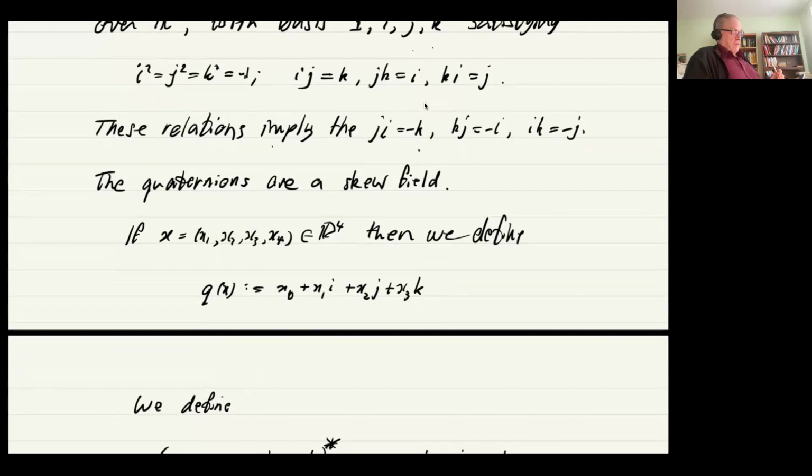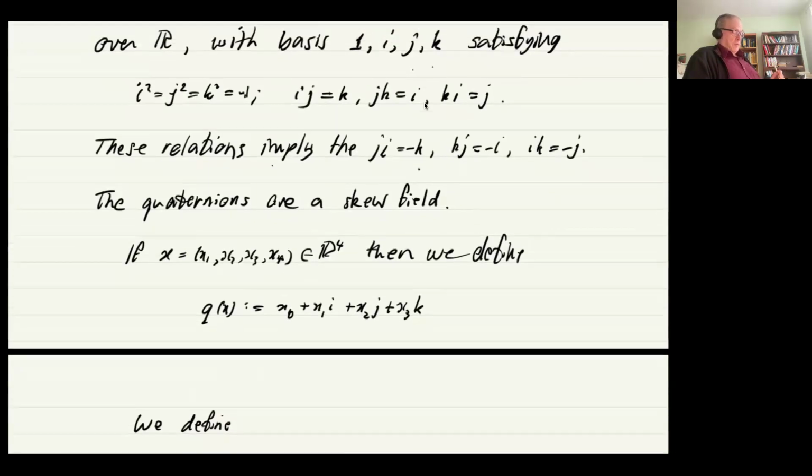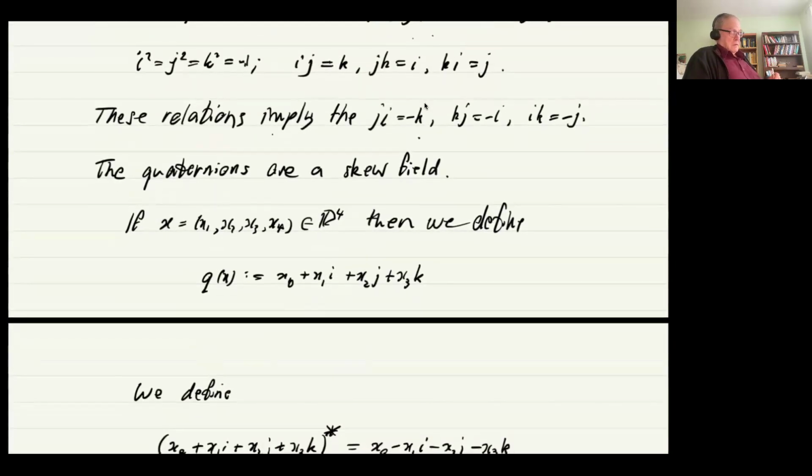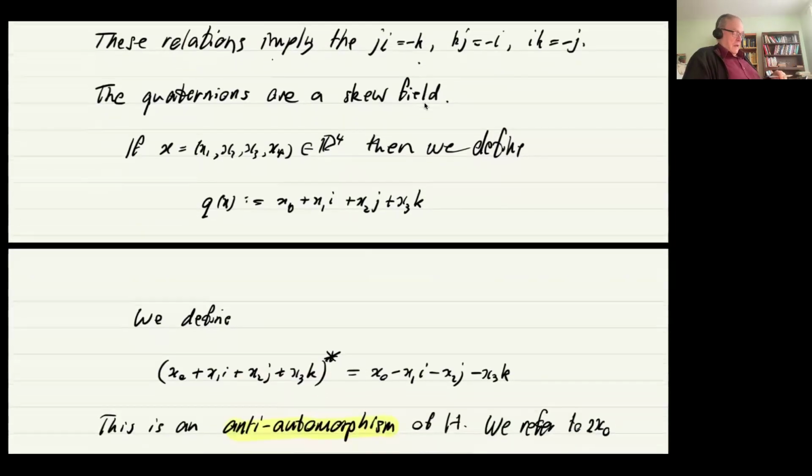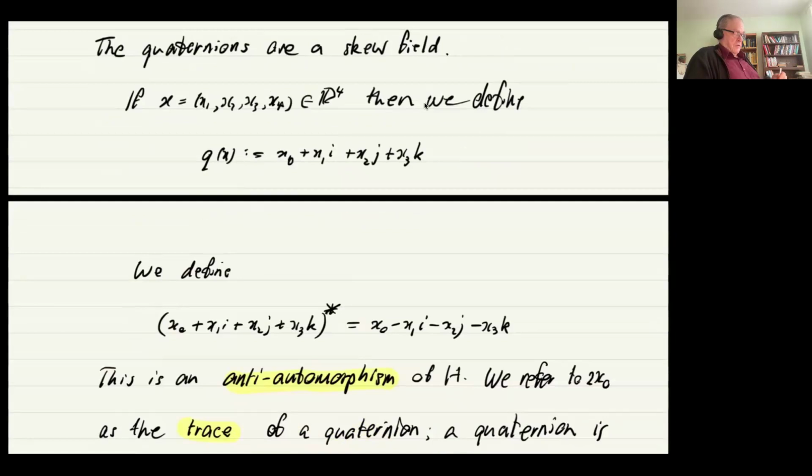So if I have a vector x in R^4, then I can define a quaternion in the obvious fashion. So we can define a quaternion. Okay, so now that gives us a bijection from R^4 to the quaternions. Now there's a second operation we want to define, which is the conjugate. And for that you just change the signs of i, j, and k.